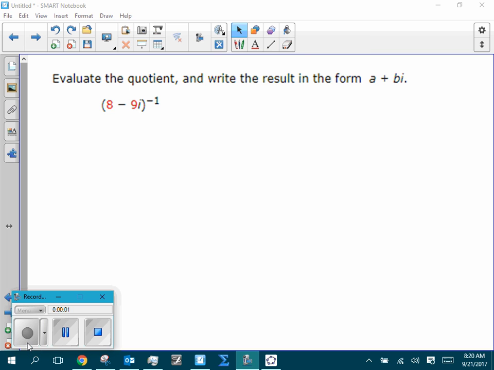Or I guess it's nice that they tell me to evaluate the quotient, because that kind of leads me to think that this thing should be written as a fraction, correct? Okay. They don't have to do that. They could have just said evaluate, and then maybe it's a little bit more ambiguous on what we do.